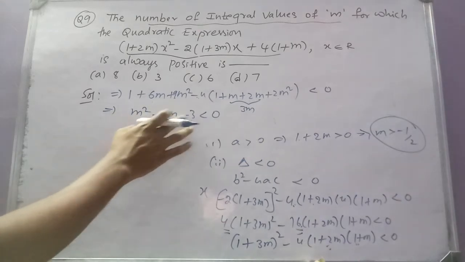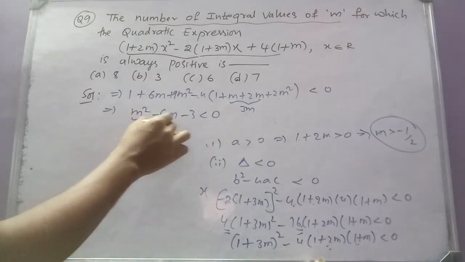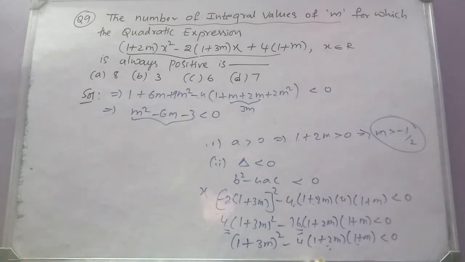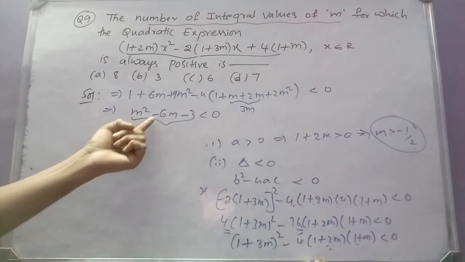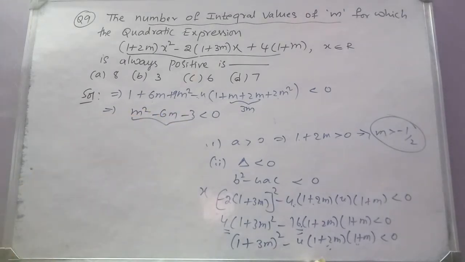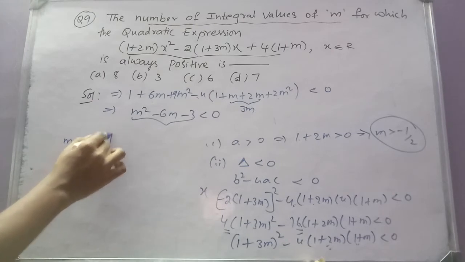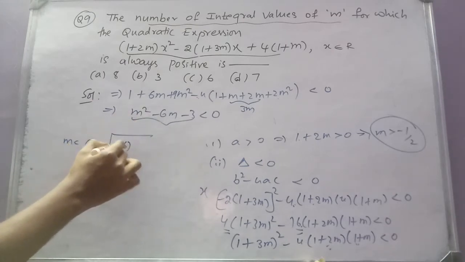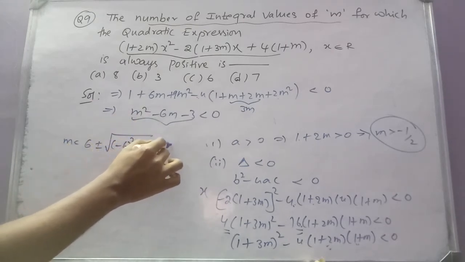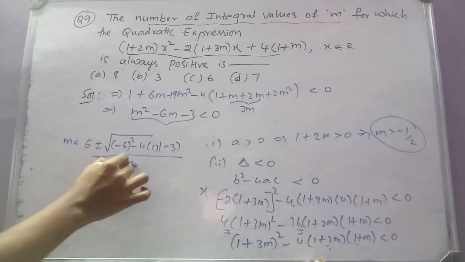So m square minus 6m minus 3 less than 0, which cannot be factorized, where the middle term cannot be split. Factorization is not possible. So using quadratic formula, let us find the two zeros of this polynomial m square minus 6m minus 3. If you use quadratic formula, m is equal to minus b plus or minus root over b square minus 4ac, whole divided by 2a.